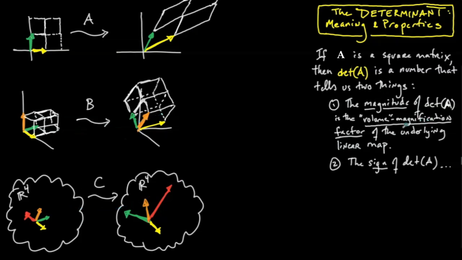And here too, maybe magnification should be in scare quotes as well, because magnifying seems like it should imply it makes them bigger, which is how I drew them in this case. But we could, of course, have a linear map where the volumes get smaller. But anyway, I think you see the point.